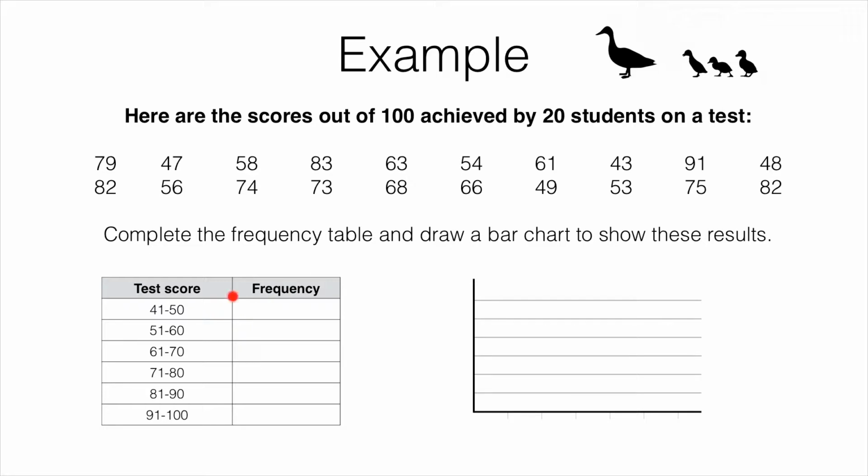I'm going to fill in this table by tallying up each of these numbers as I go along. So the 79 would go in here, the 47 would belong here, the 58 belongs here, the 83 goes here, and I'll continue the rest.